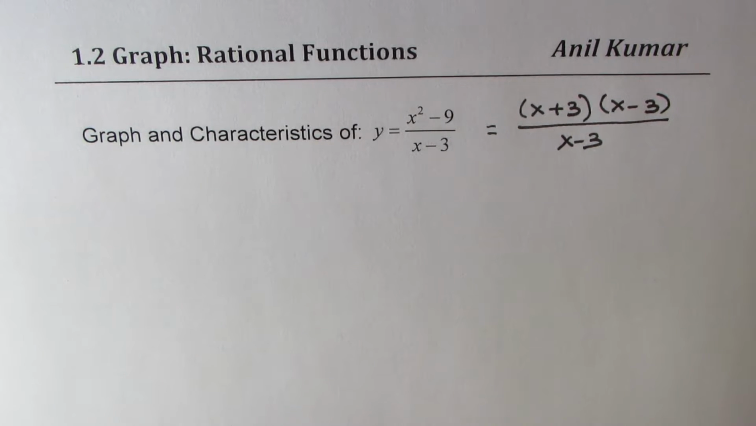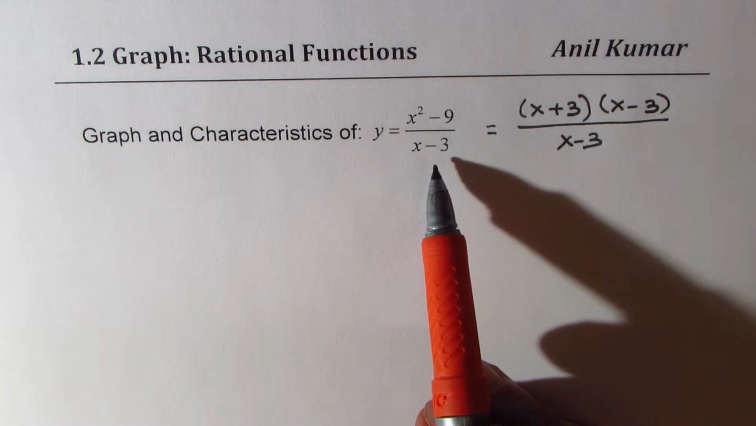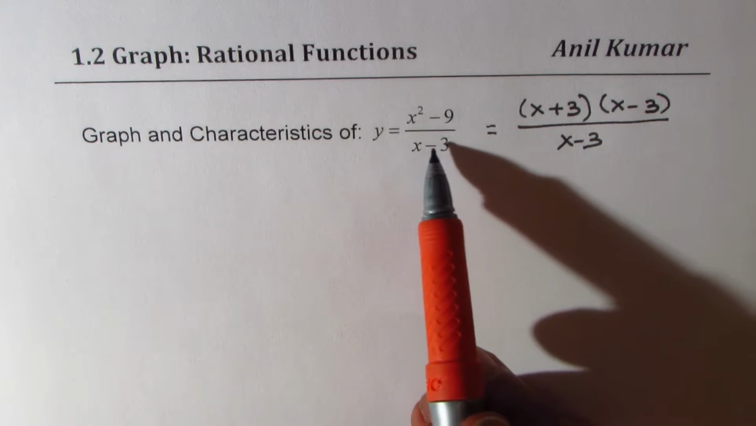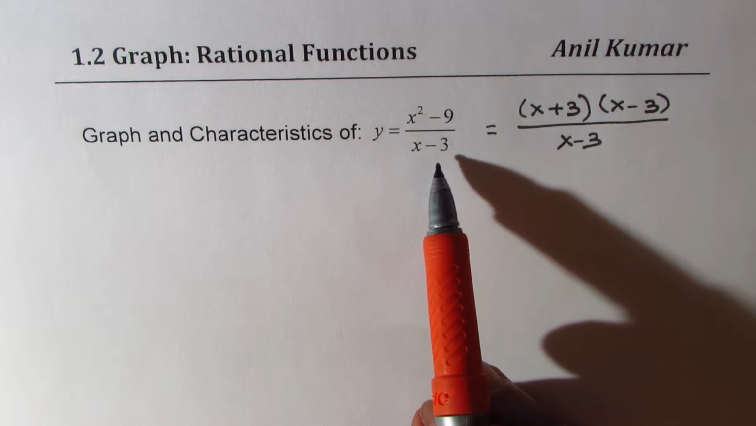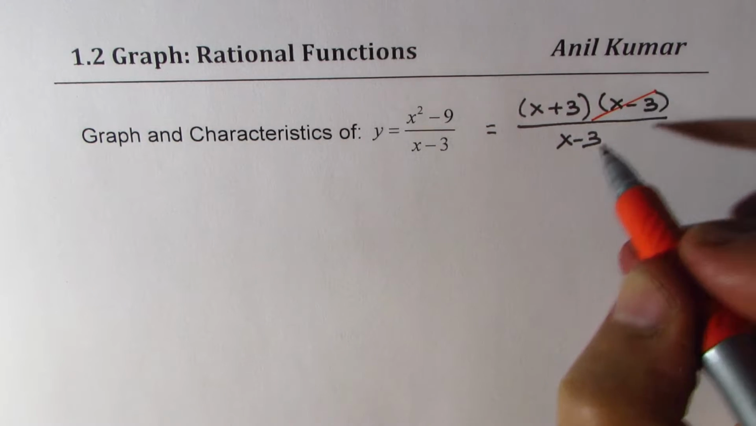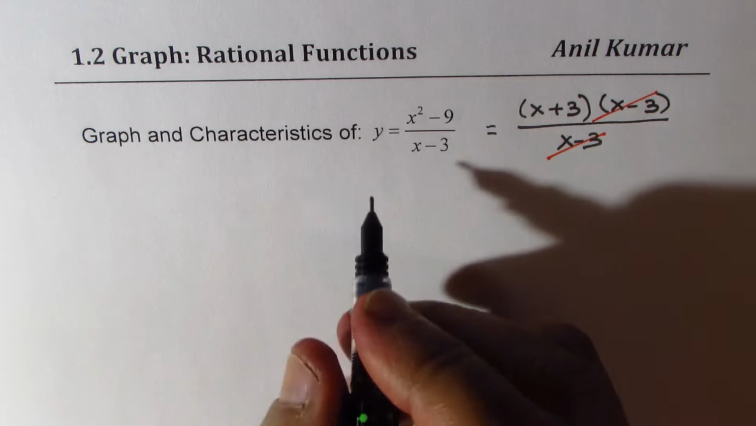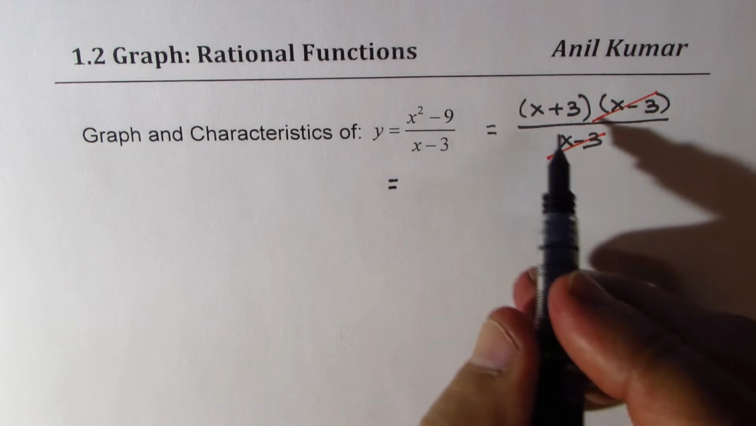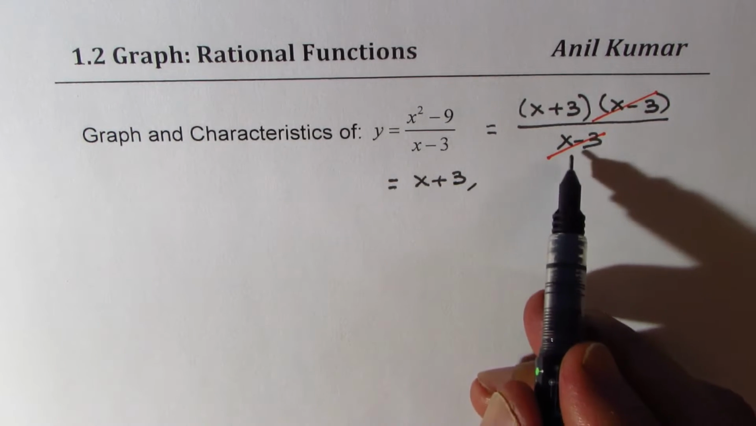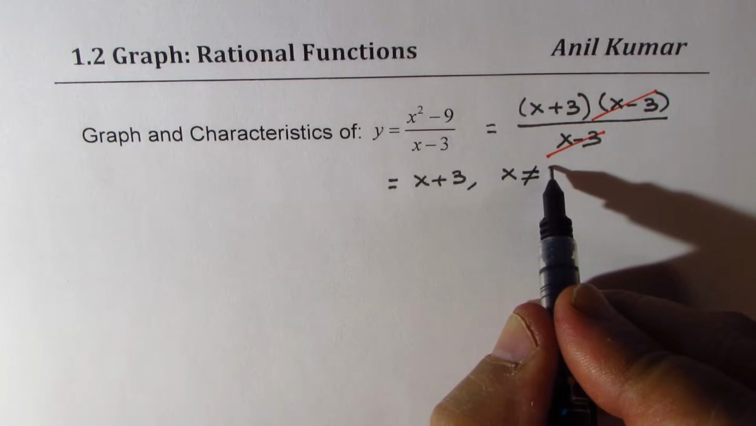Now when you look at this function, let me ask you one thing. Does it have a vertical asymptote? Some of you will just jump to the conclusion that the denominator is 0, therefore it has a vertical asymptote. However, you see that x minus 3 is a factor which cancels. And therefore what really remains here is x plus 3. Of course, there is a restriction that x is not equal to 3.